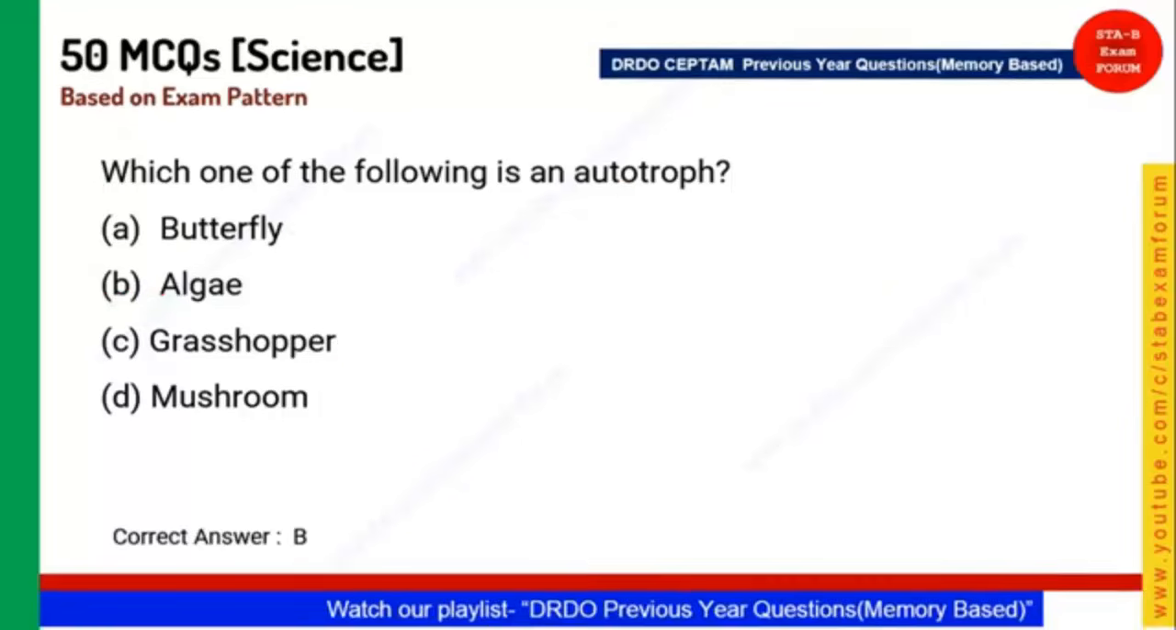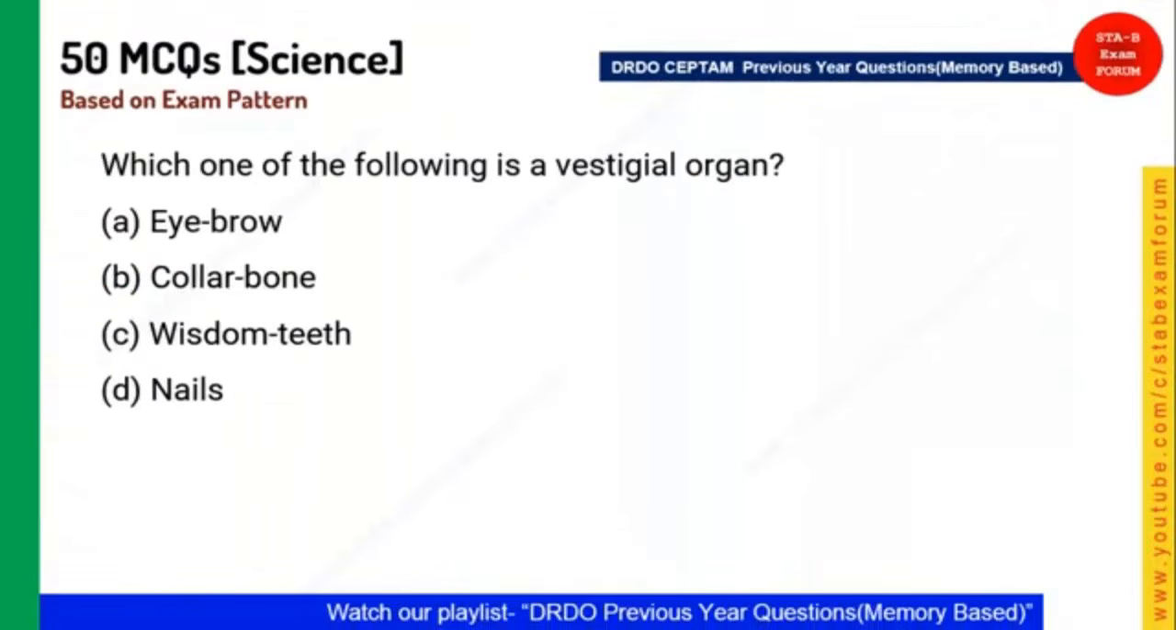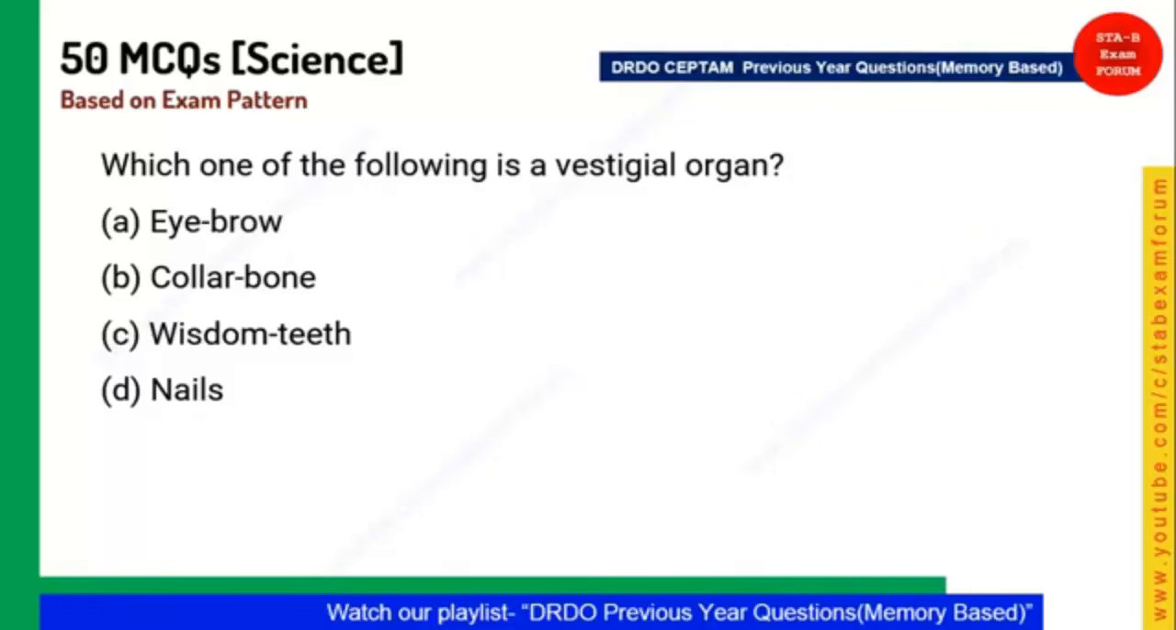Coming to the next question, which of the following is a vestigial organ? Yes, a very simple one, student. As you have studied in your 7th or 8th, wisdom teeth is a vestigial organ, and appendix is also a vestigial organ.